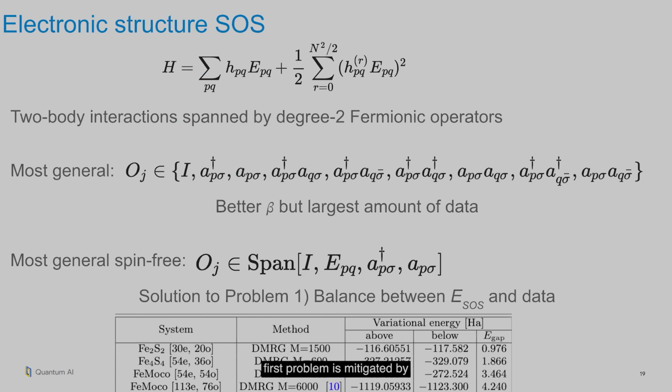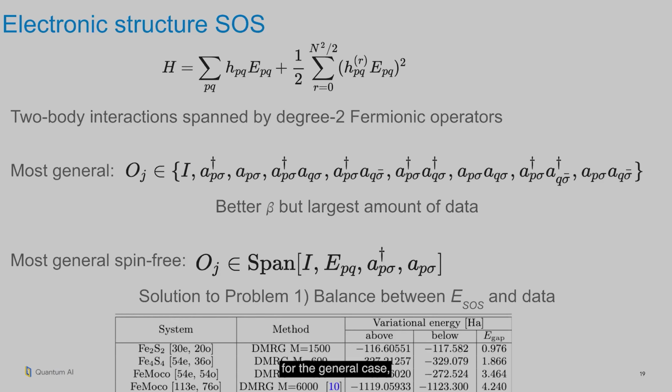The first problem is mitigated by doing some numerics and finding out that sure, degree 2 is the most general. You have this most general degree 2 basis for your operators. It has a certain good beta, but has a pretty large amount of data. There is a subset of the degree 2 operators that still spans the Hamiltonian that we are interested in, this spin-free representation, and that's to choose this so-called spin-free subset of the degree 2 operators. Because this is a subset of the general case, you have a worse beta, but it turns out that it strikes a nice balance between the amount of data you need and having a good beta.